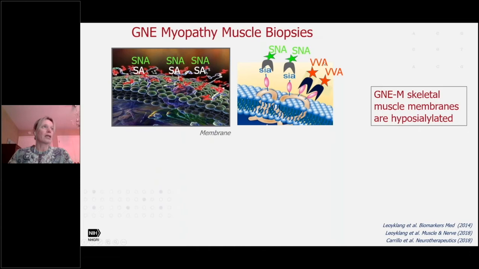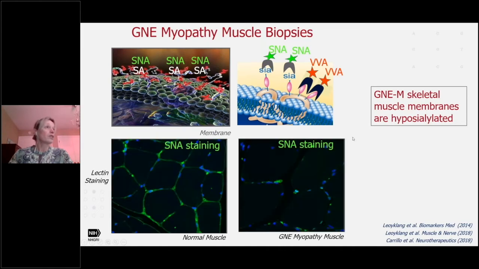There's another lectin called VVA that binds only if sialic acid is not present. And of course, you can do a similar experiment, label that fluorescent and see where it shows up under the microscope. So here's an example of SNA staining in a muscle biopsy of a normal control muscle. You see very bright green membranes, meaning a lot of SNA, meaning full sialylation. While in a patient with GNE myopathy biopsy, you see that this SNA staining is greatly reduced in the muscle membrane, indicating desialylation.